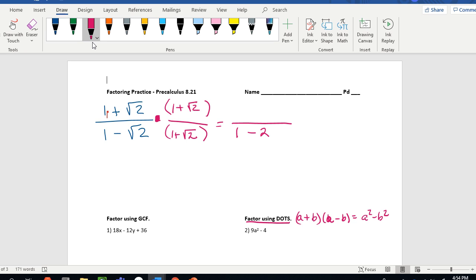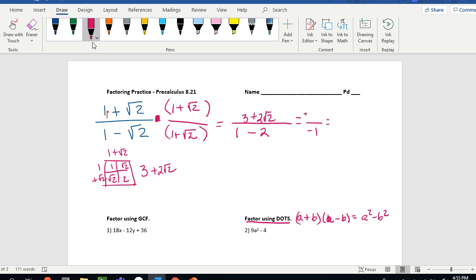then minus 2. This upper piece is a little tougher to do, and if you want a box to do it with, you may. 1 plus root 2, 1 plus root 2: 1, root 2, root 2, and 2. These two you get to add. 1 plus 2 is 3. Square root of 2 plus square root of 2 is 2 square roots of 2. Okay, simplify the bottom, you get negative 1.